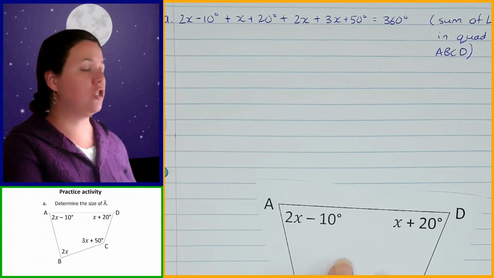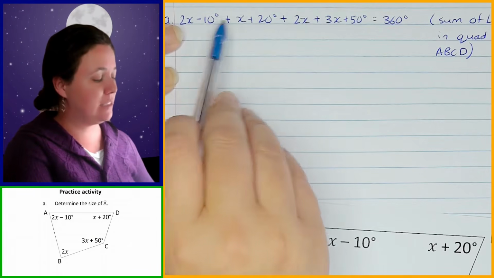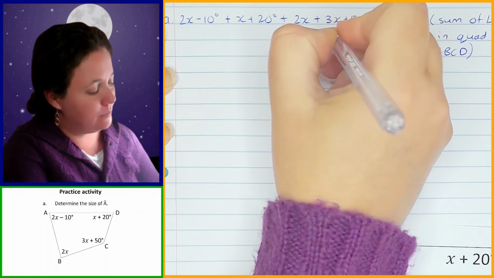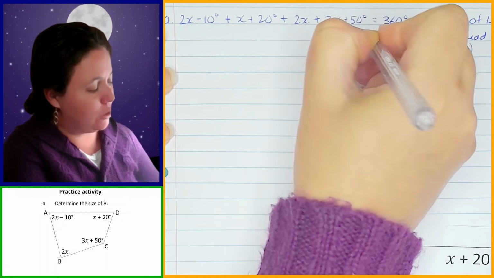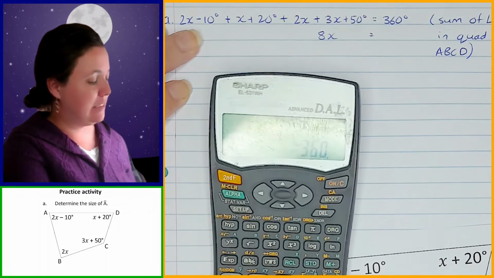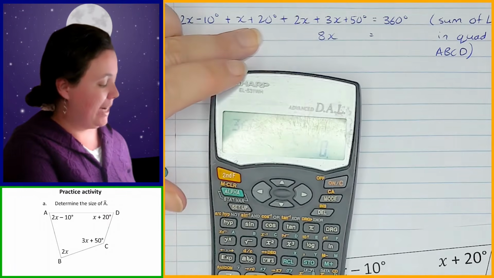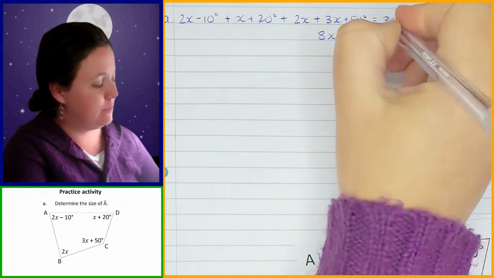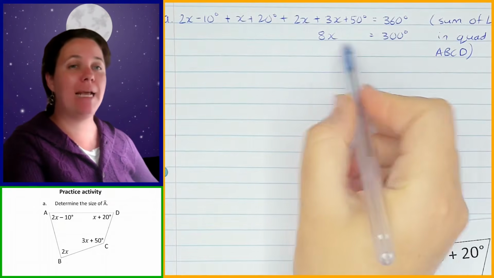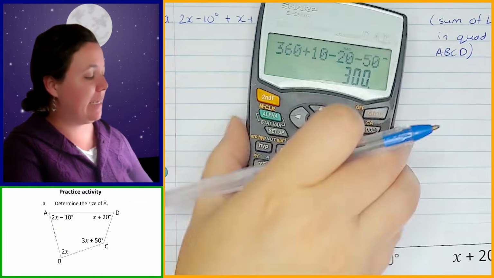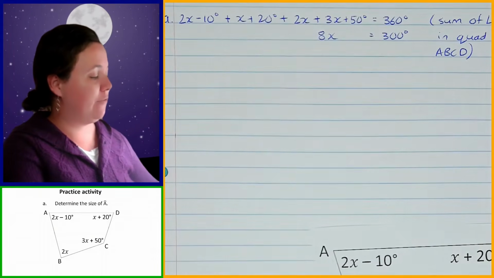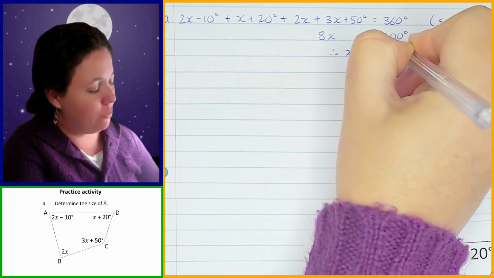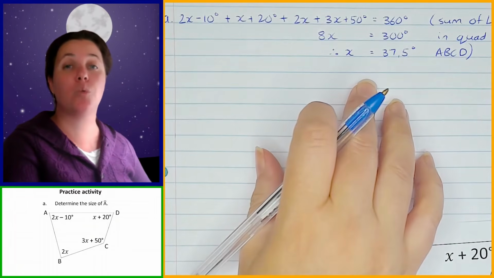Okay, so now we're going to go and solve for x. So here I've got 2x plus 2x plus 3x, that is 8x, equals, then I've got 360 plus 10 minus 20 minus 50, and that gives me 300 degrees. Okay, so now I've got 8x equals 300 degrees, so now I'm going to divide by 8, and that gives me 37.5 degrees. So therefore, x is equal to 37.5 degrees.